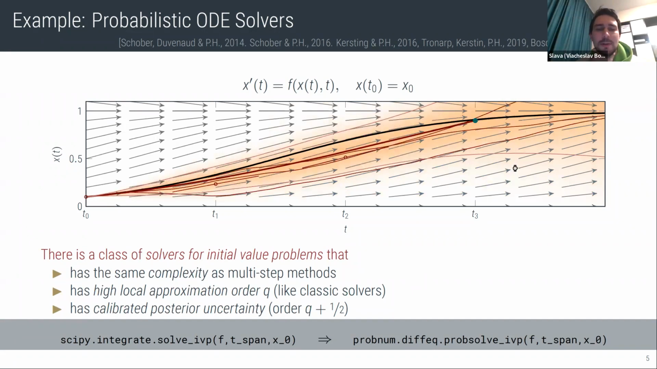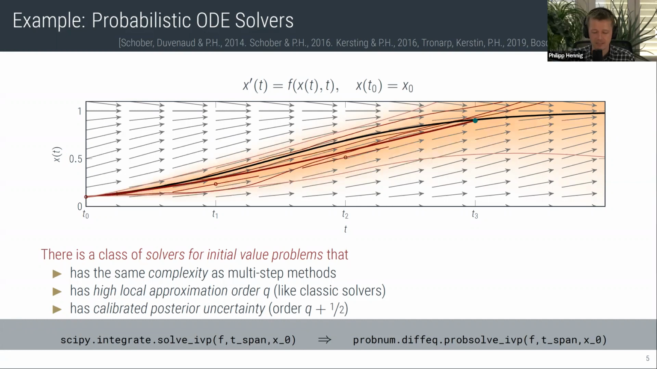Yeah, so this also answers my next question: how do you linearize if your next step is a random variable? So you just take the mean of this random variable and linearize around the mean. Yeah, exactly. And this is a very good question.